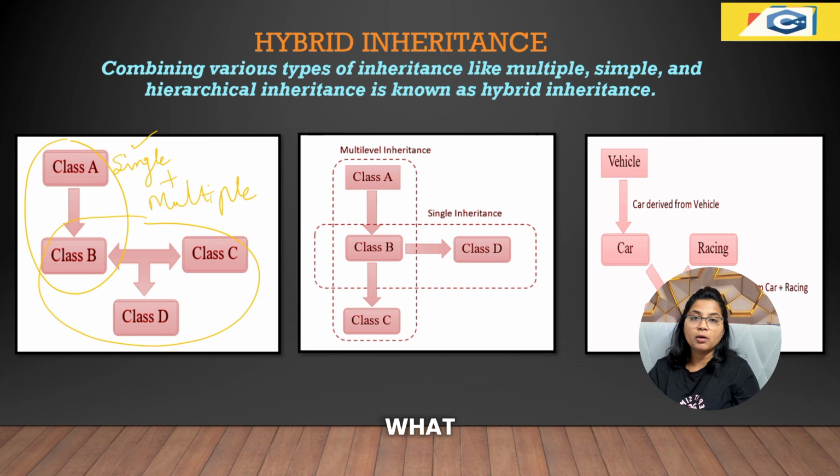Now the second image shows class A, class B, class C together constitute multi-level inheritance, right? Class B and class D is a type of single inheritance. Got it? Now again the third image. Can anyone tell me? Yes, this is giving us single inheritance, and car and racing are two different base classes, that is multiple inheritance.